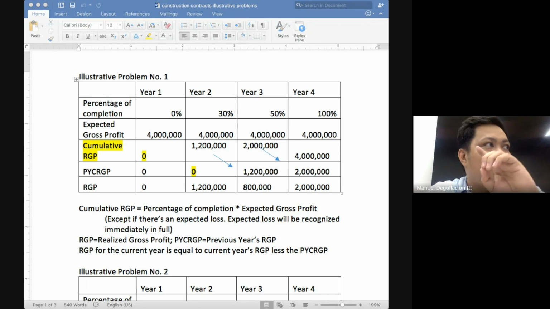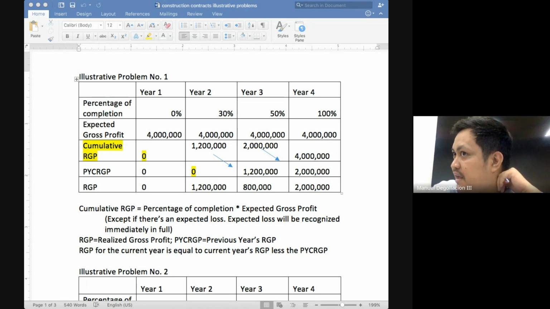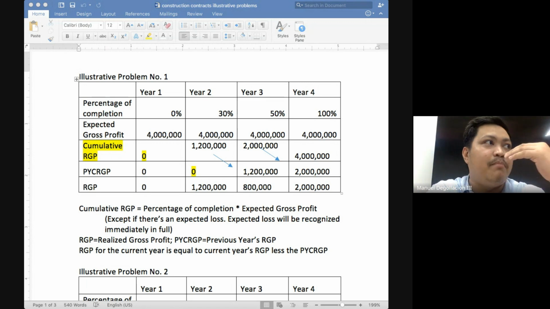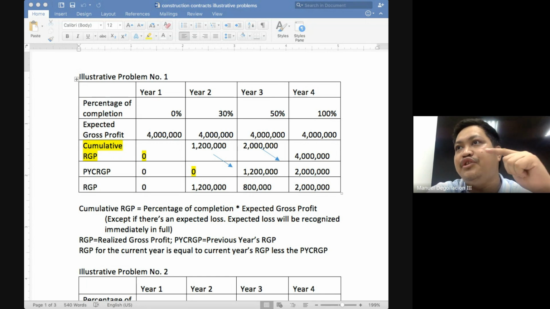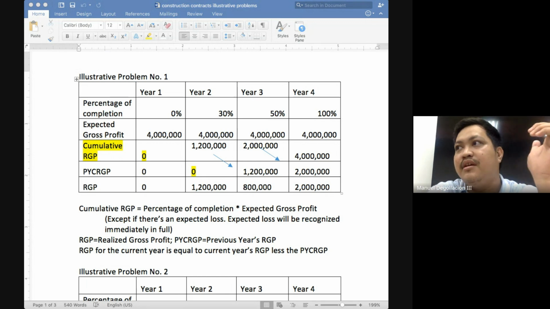So again, what's the commonly asked question? Compute for the RGP for the year. What are the two things you need? The percentage of completion and the expected gross profit. What do you do with these two? You simply multiply. But what do I want to instill upon you, class? That once you multiply these two, that is not yet the answer. That is not yet the RGP. That will give you the cumulative RGP. Once you have the cumulative RGP, how do you arrive at the RGP for the year? Deduct all the RGP recognized last year, previous year. Not just last year, all the past years.